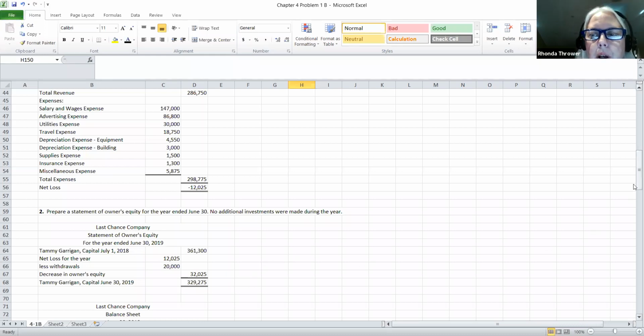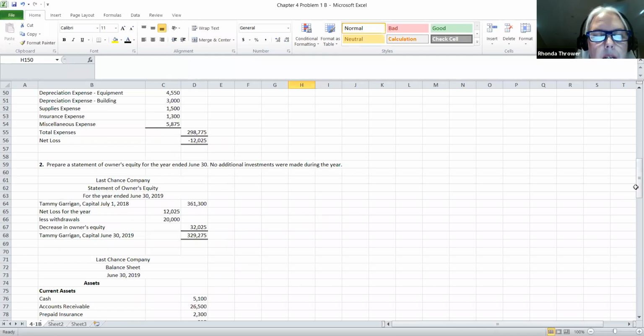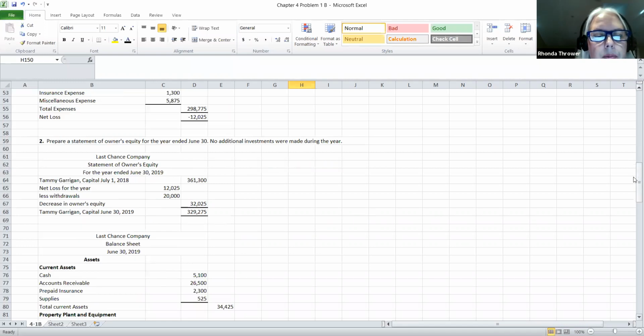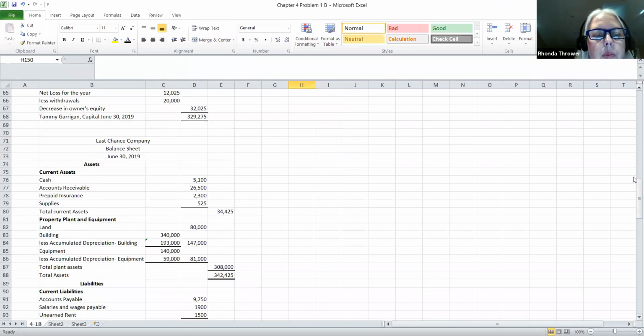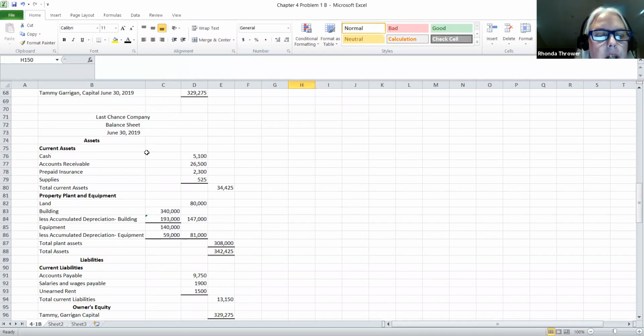You must prepare the statement of owner's equity after the income statement. And you have to prepare the statement of owner's equity before we prepare the balance sheet. The next financial statement we would prepare is the balance sheet. And the balance sheet has a heading on it. Notice the date line of the balance sheet is for 1 day and 1 day only. That's because it's a picture of the company's financial condition as of that 1 day only. Look at your balance sheet.